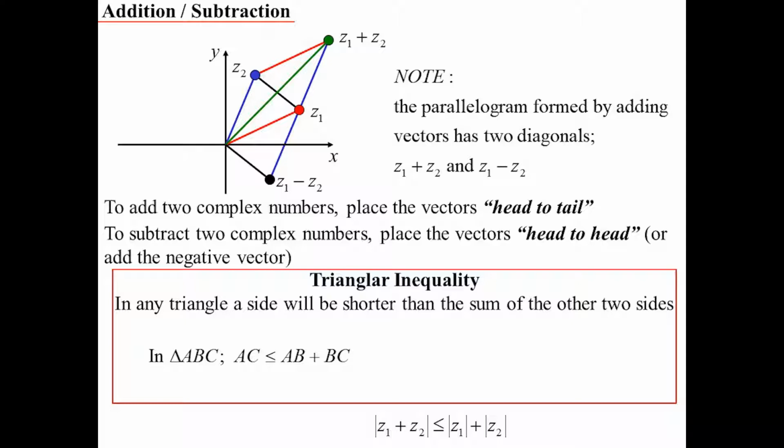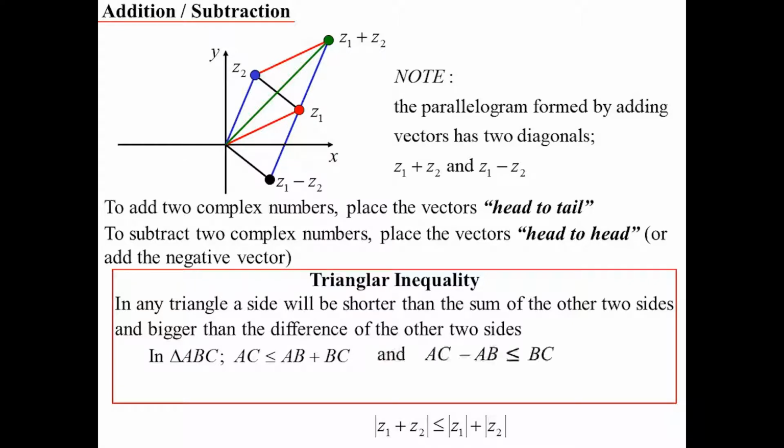If I go up to my vector diagram and have a look at the triangle represented by z1, z2, and the green line z1 plus z2, the length of the vector z1 plus z2 must be less than the sum of the other two lengths. It's also true that any side has got to be bigger than the difference of the other two sides, so AC is greater than AB minus BC. That's simply proven by moving AB to the left-hand side.